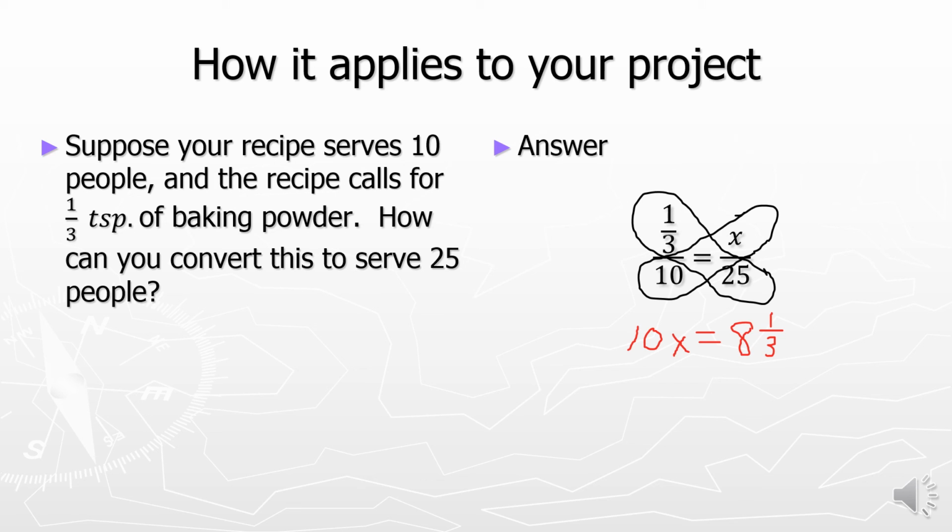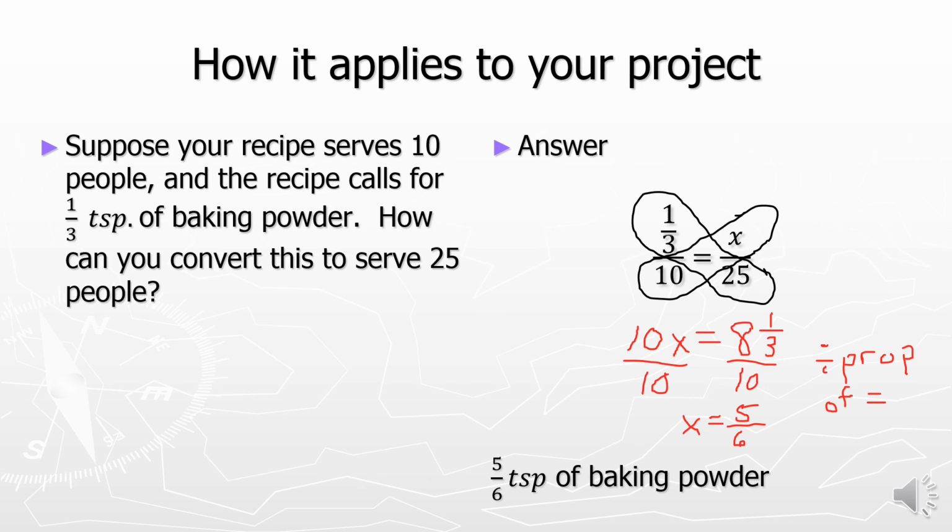Now in my situation, because I'm using 1/3 teaspoon from my recipe, I'm choosing to use fractions because it will be easier for me in the end. If you want to use decimals, you can. I think with the use of your scientific calculator, it might be easier to use fractions. Now, dividing both sides by 10 using the division property of equality gives me x equal to 5/6. So therefore, when I'm making the recipe for 25 people, I need 5/6 tablespoons of baking powder.